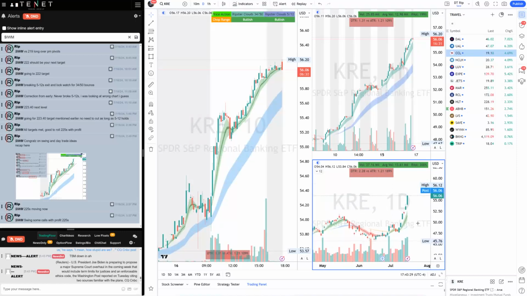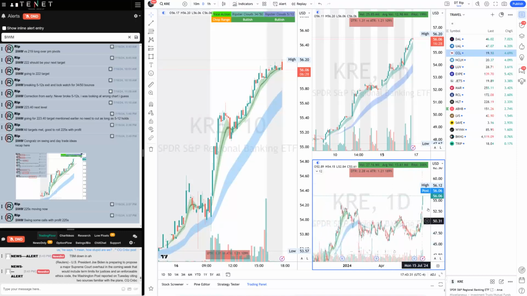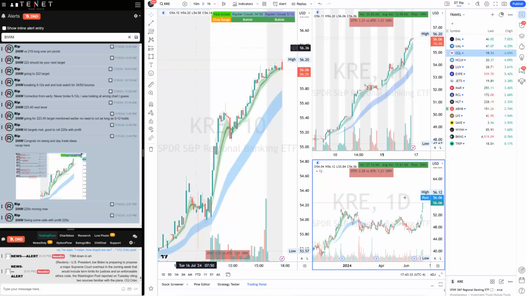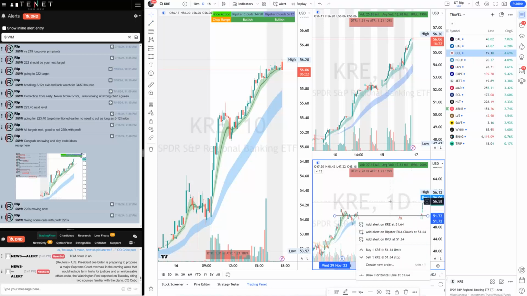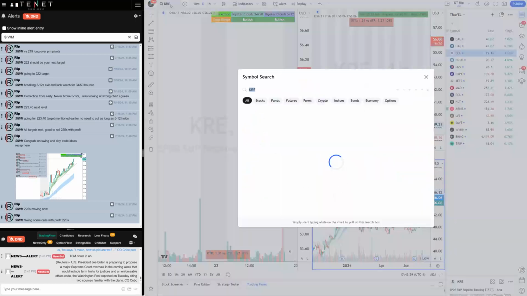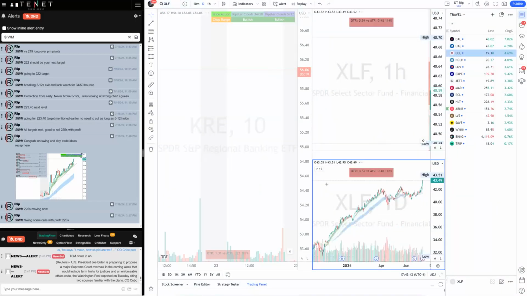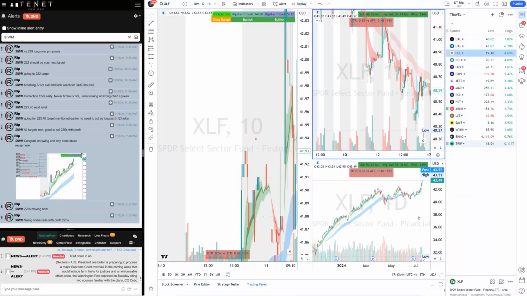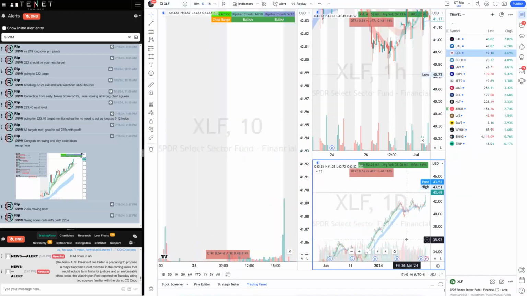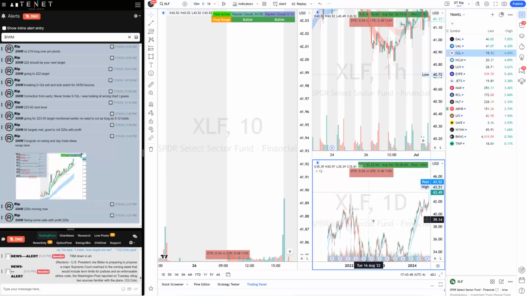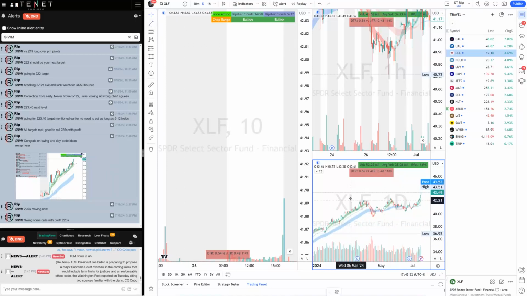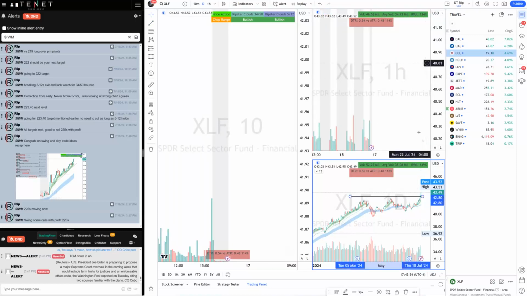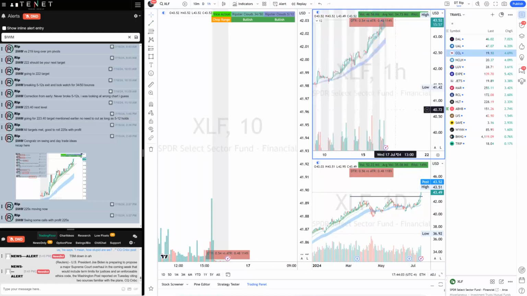So what are you looking at here? You're looking at KRE, which is a regional bank ETF, how strong it is, right? You can either trade the ETF, or you can trade the individual stocks. And here we are looking at the finance ETF, the big banks, right? So you see how they are breaking out, probably out of all-time highs. Yeah, all-time highs. You can see that the daily chart on XLF is breaking out as well. So you see that the banks are breaking out.